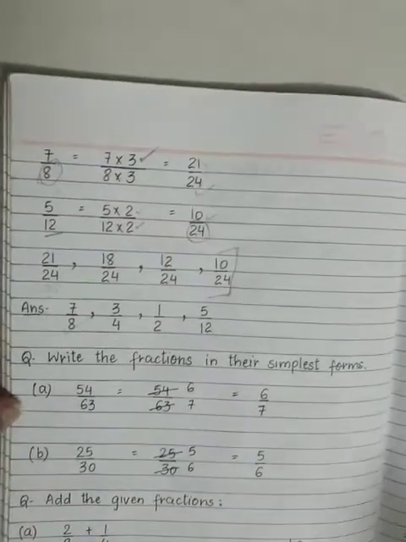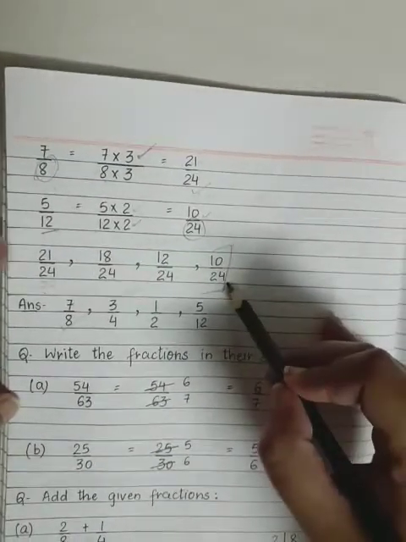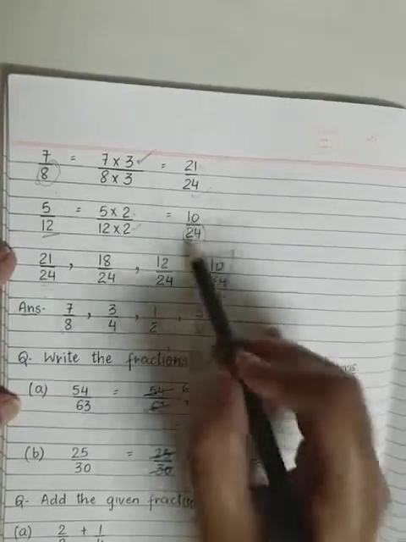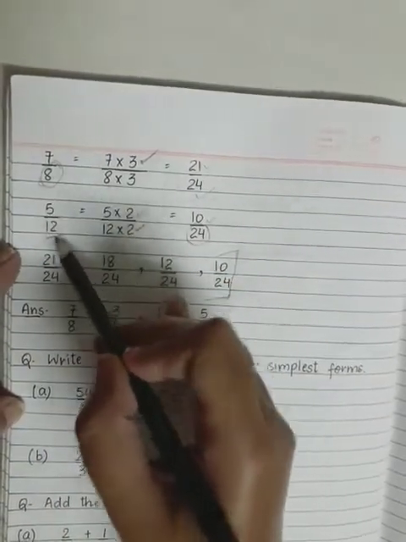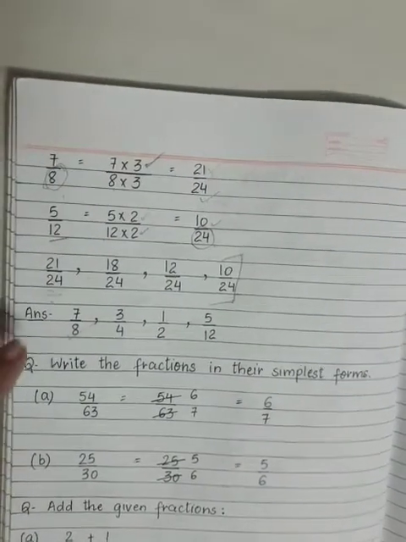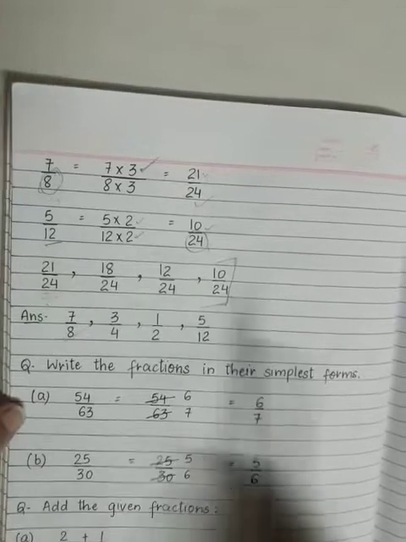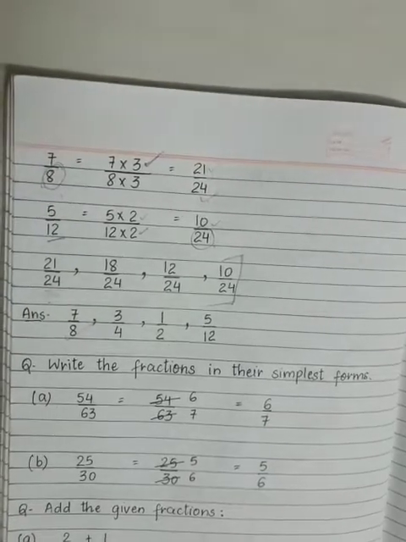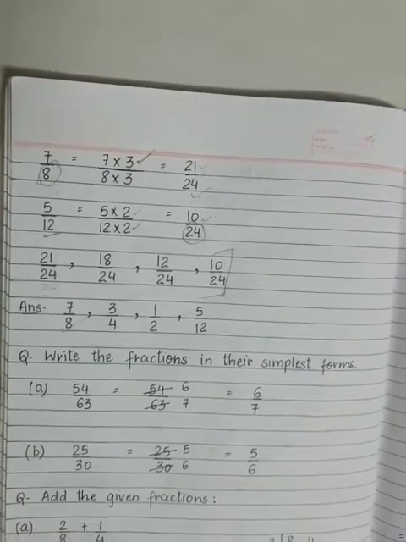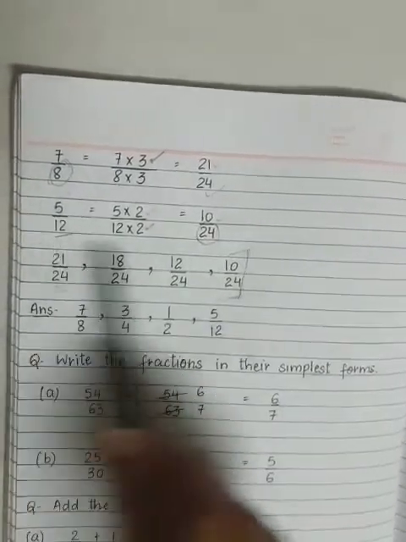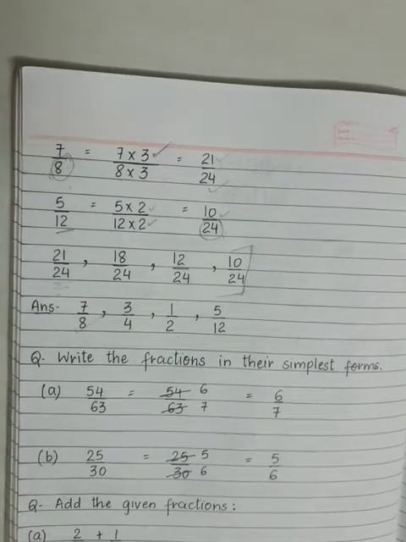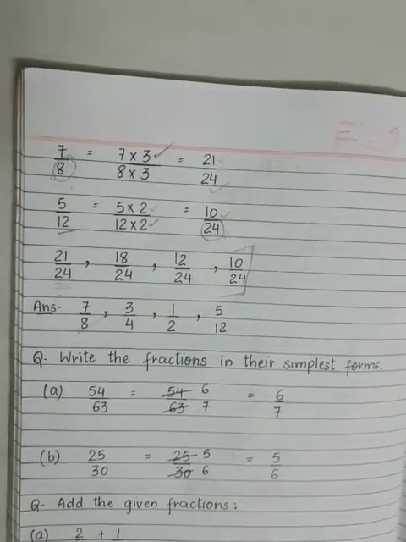and the last is 10 upon 24. So, the original fraction for 10 upon 24 was 5 upon 12. So, we write 5 upon 12, okay. And this is our final answer, and this is how we can arrange the fractions having different denominators in ascending or descending order. I have arranged these fractions here in descending order. You can arrange them in ascending order also, following the same steps, okay.